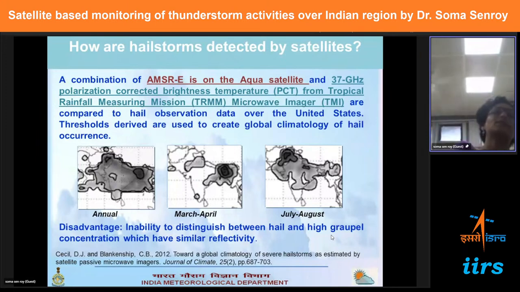So they found a very nice climatology which indicated during March and April high hail frequencies over East India and in July, August over Northwest India. So here again, there is a disadvantage. East India, fine, but this hail climatology did not pick up the frequency of hail that you see over the Himalayan region.